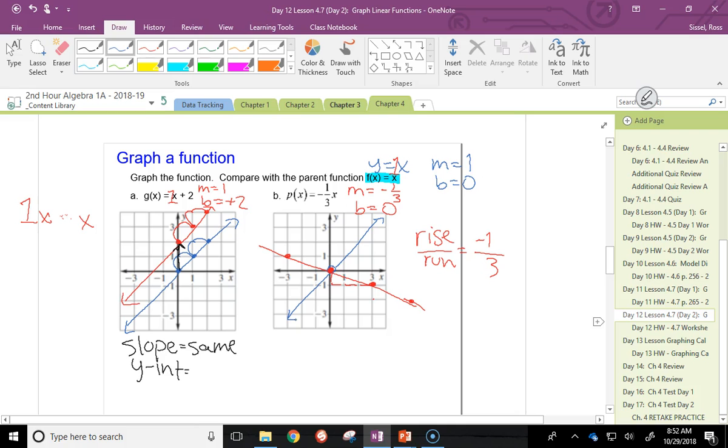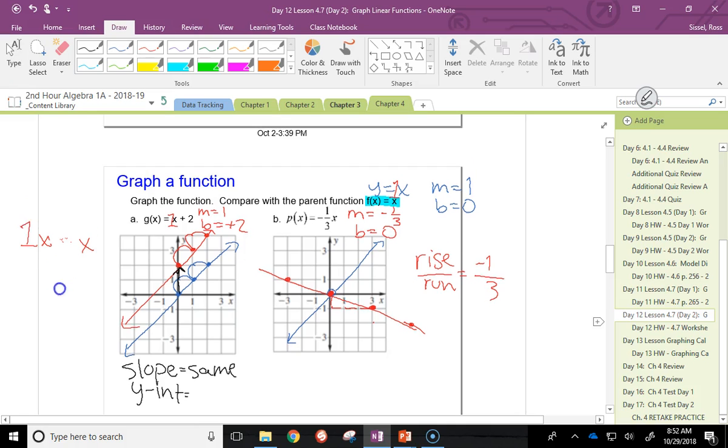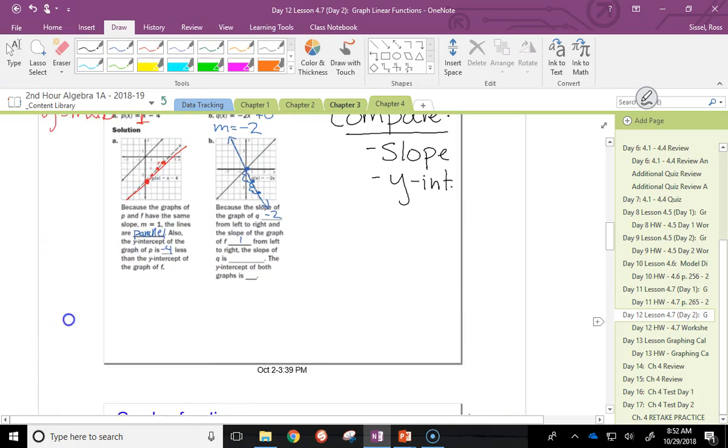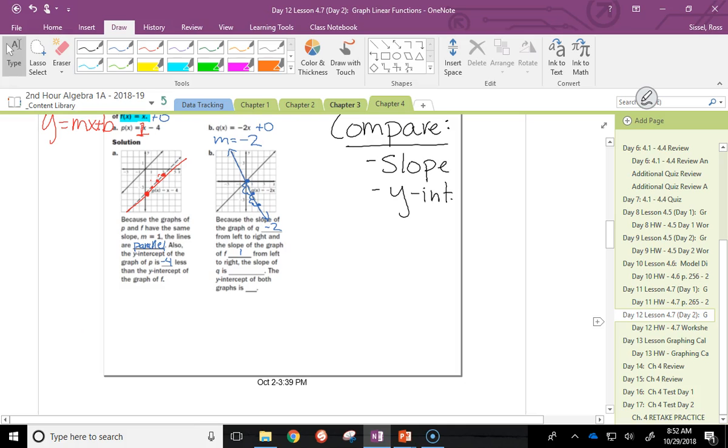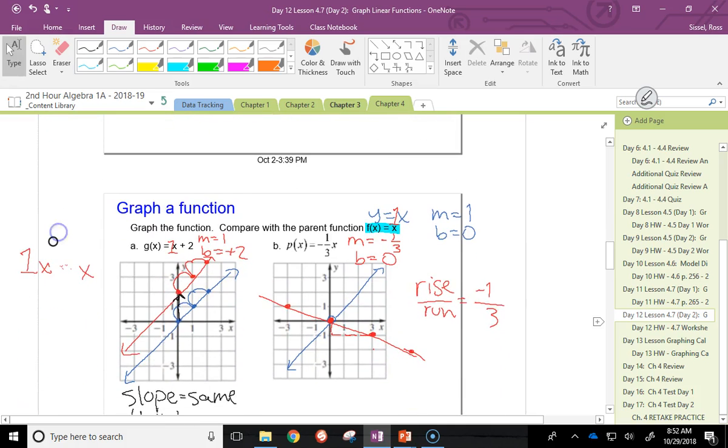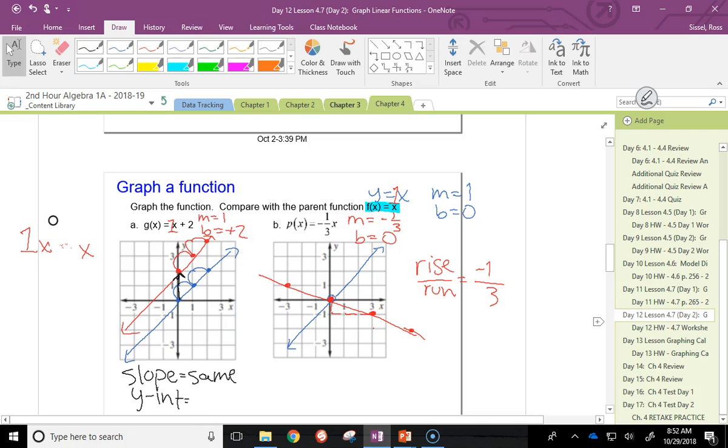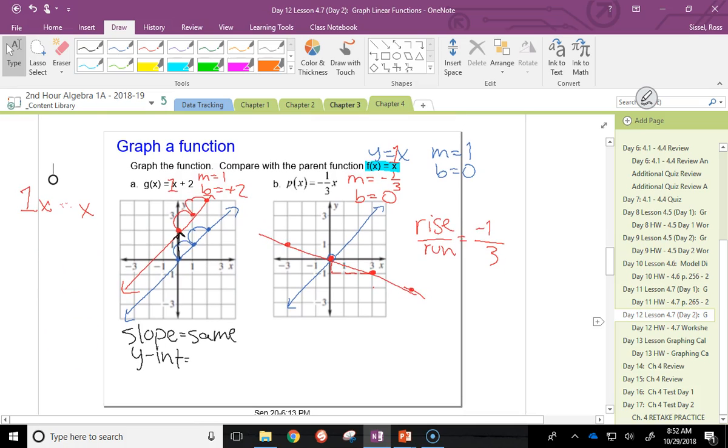If you look at all of the ones we've done, the parent function never changes. The slope never changes. The y-intercept never changes. So that's something you can graph really easily. So how would we compare these? What are the two things we need to compare? Slope and y-intercept. The m and the b. So are the slopes the same? No.